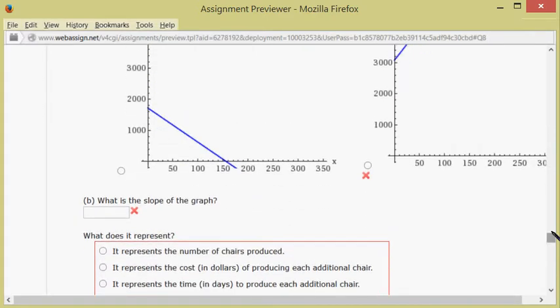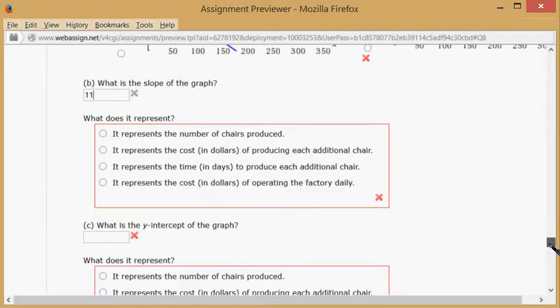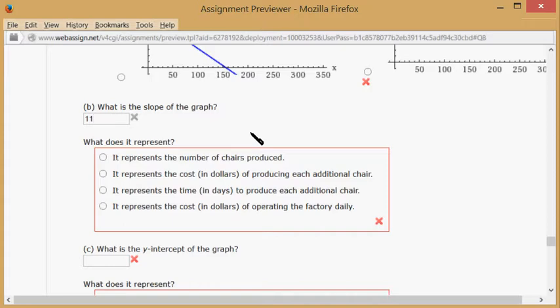What is the slope of the graph? That's 11. What does it represent? Does it represent the number of chairs produced? No, it represents the cost in dollars of producing each additional chair. And this represents the time? No, C is a cost, and it represents the cost in dollars of operating the factory daily. So that's not it.